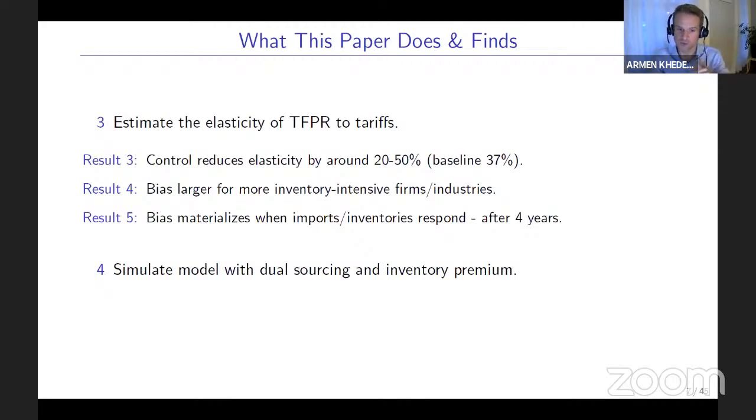And finally, we also write down a model that captures the essence of this measurement, where firms can choose whether to source from home or abroad, and there's an inventory premium associated. And we use simulations of the model in order to validate our control function approach.